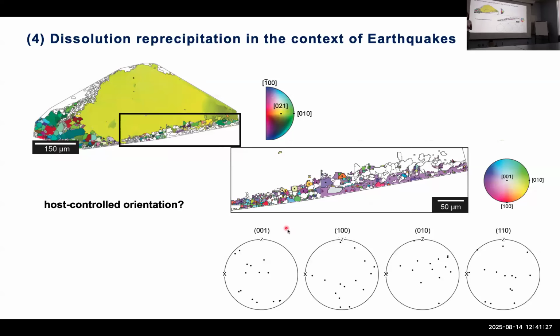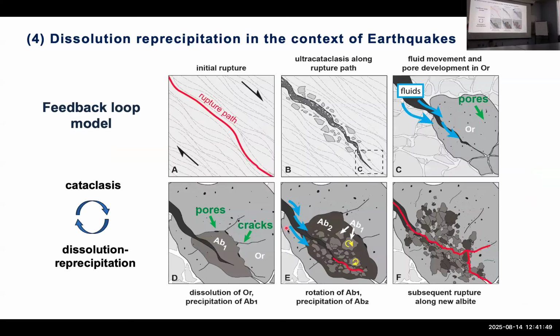What we didn't quite expect, however, is that if the only responsible mechanism here is dissolution reprecipitation, then we should expect to have a host-controlled orientation between the parent phase and the daughter phase. But the newly recrystallized albite had a fully scattered range of orientations. So this led us to propose a feedback loop during rupture, where we have continuous interaction between cataclasis and dissolution reprecipitation. Think of it as you initially have a fracture.